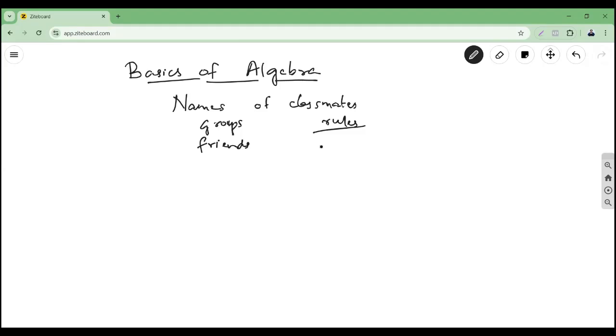Similarly, when you are learning something, algebra, first few things that you have to know is, first, different names. And then what kind of groups are there? Who are friends? Who are enemies? That kind of information. And what are the rules in algebra? All these kind of things is what you're going to learn. That is what I call as basics of algebra.